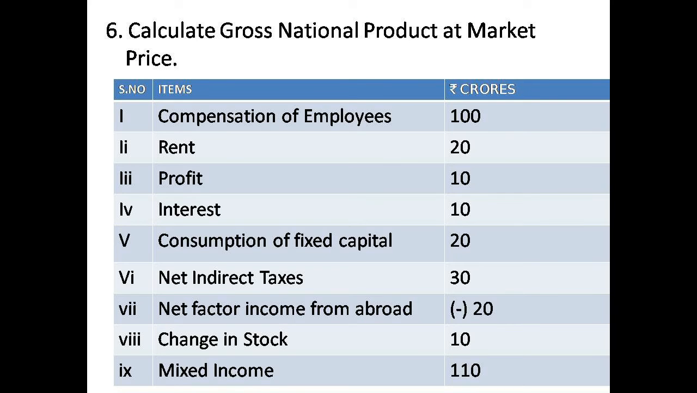Coming to the sixth numerical question. Here we are asked to calculate gross national product at market price, GNPMP. Compensation of employees is directly given. COE is directly given. OS is not given, but they have given rent, profit and interest. If you add up, you will get OS. Mixed income is given. So let's see how it is solved.